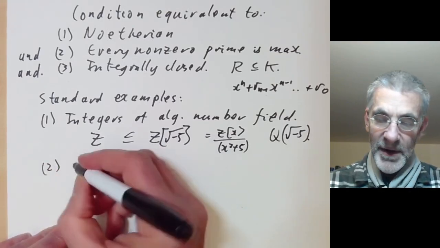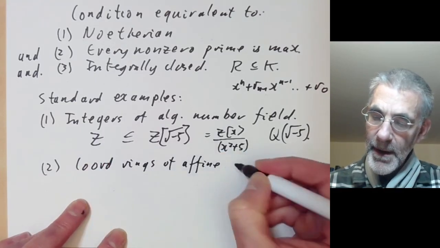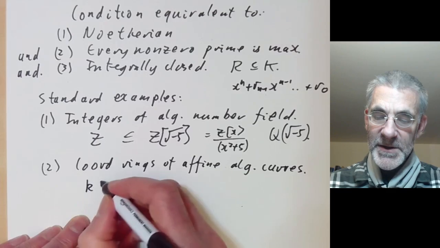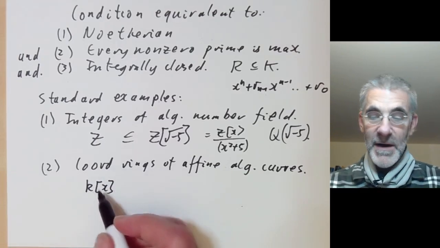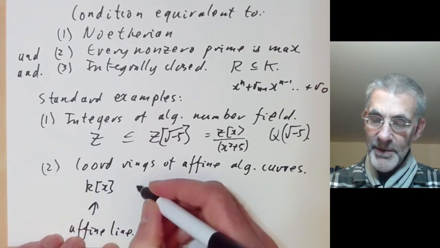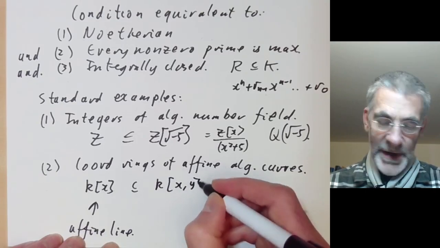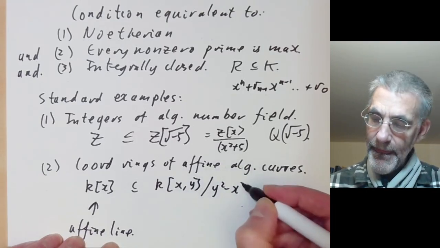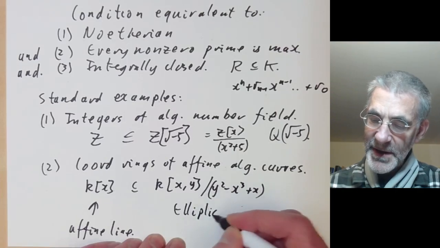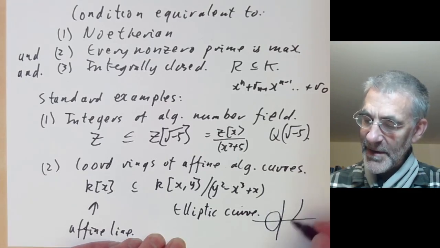Another standard example are the coordinate rings of affine algebraic curves. A typical example of this might be just the ring of polynomials over a field. That's the coordinate ring of the affine line. Another example might be the coordinate ring of, say, an elliptic curve, which would look something like this. So this corresponds to an elliptic curve. If you draw a quick picture of it, it sort of looks something like this.